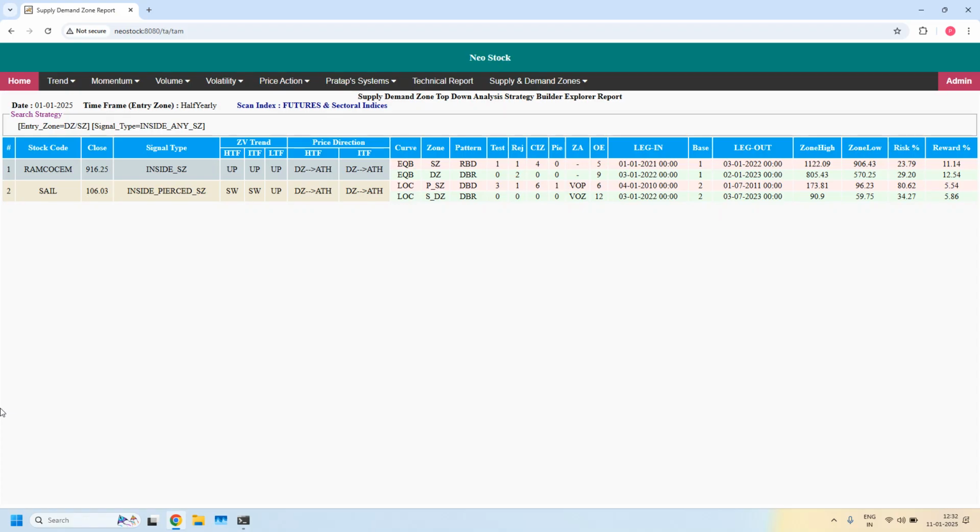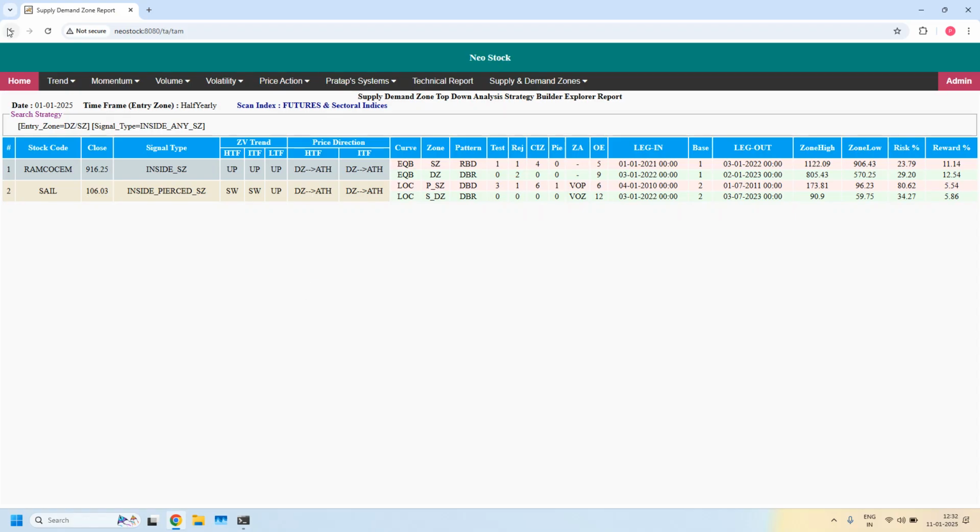So from today onwards, I will be generating pierced zones only for stocks closed inside and near to the zones up to daily time frame. Lesson 28 concepts you can apply on them.